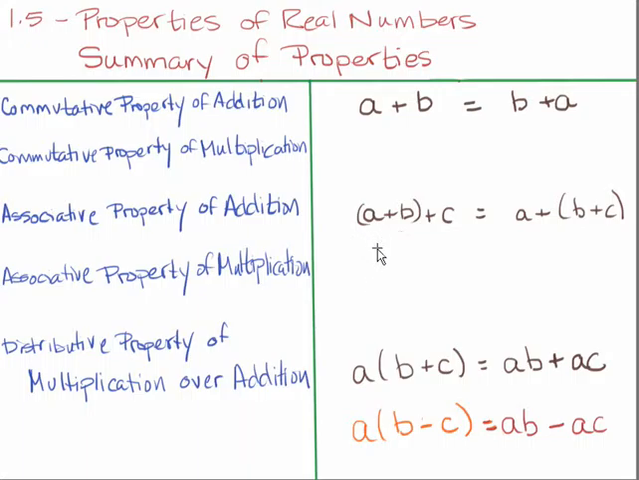What about the associative property of addition? Same thing. If one of these plus signs is a minus instead, then before I use the associative property of addition, I have to change this minus into a plus the opposite of b. Now I can use my associative property of addition. This becomes a, my first number, plus parentheses, the second number, which is negative b, added to c.